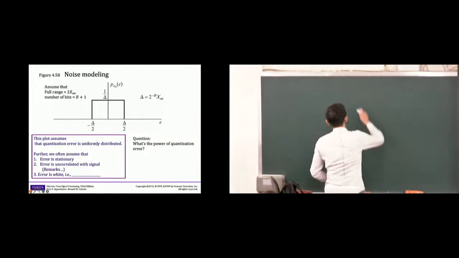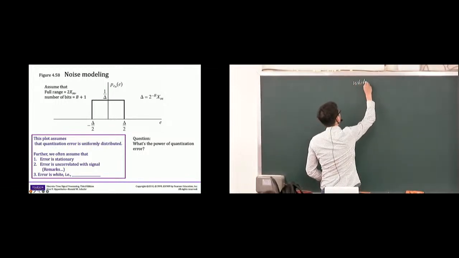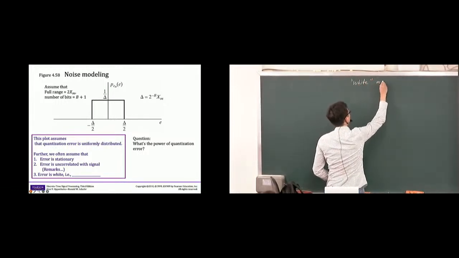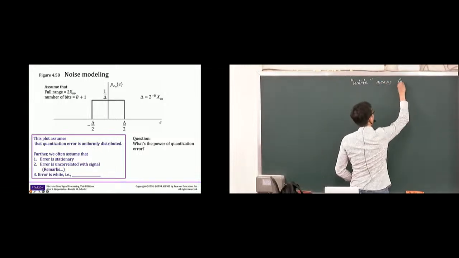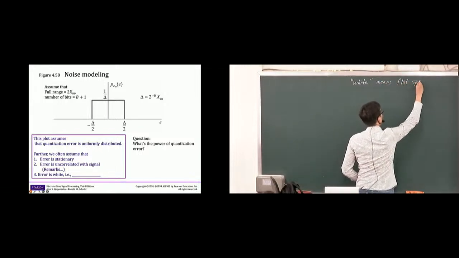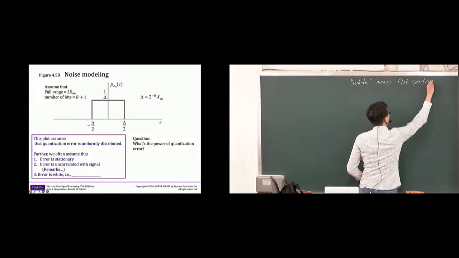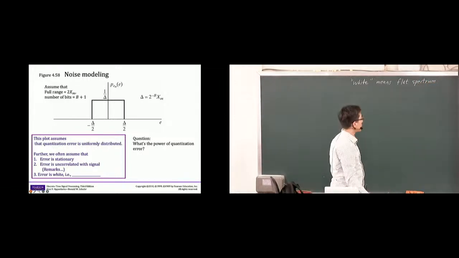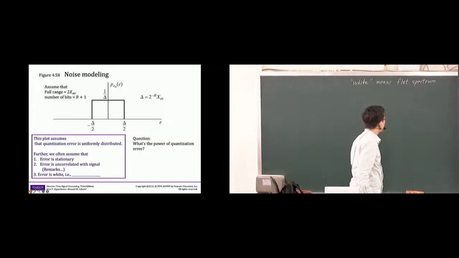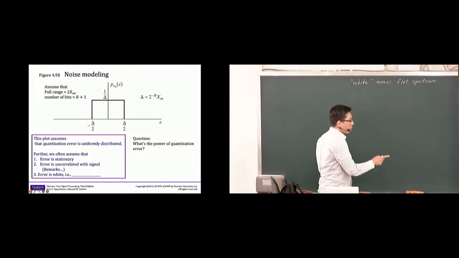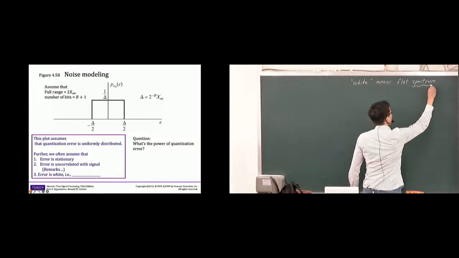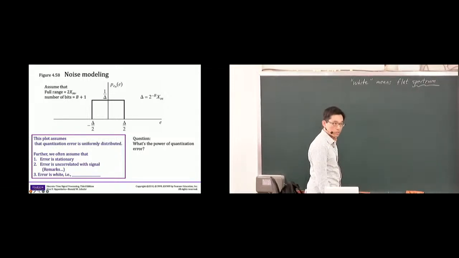So white, to summarize, this terminology white means flat spectrum, like the white light, having all the colors with equal power density from red to violet, right? Broad spectrum, flat spectrum. That's when we say white. But then, what is the spectrum of a random signal? So that requires a bit of more advanced knowledge.